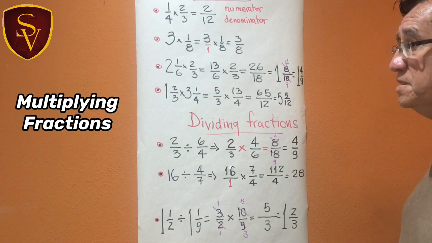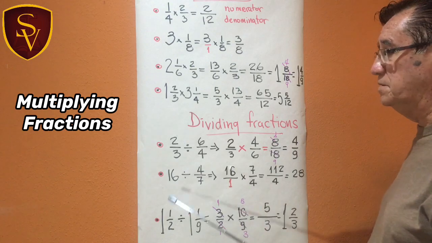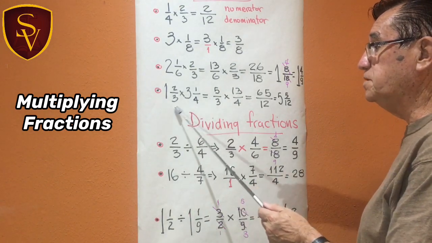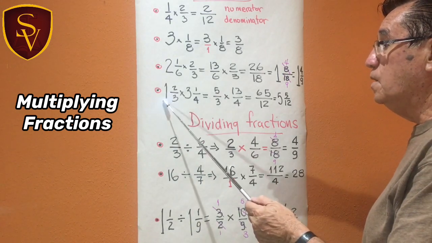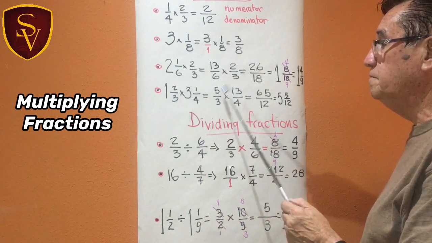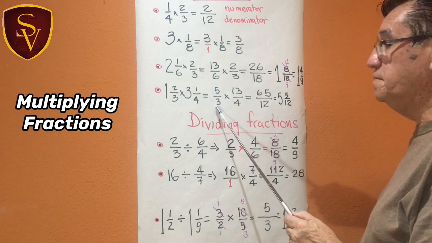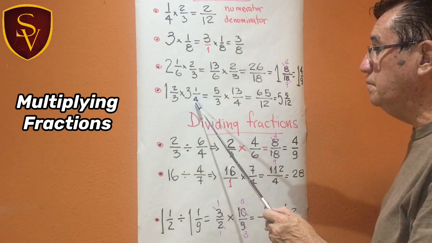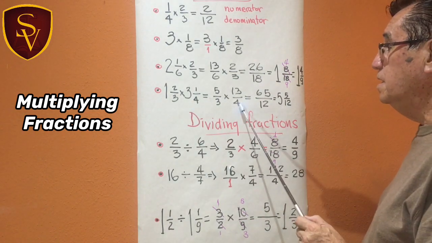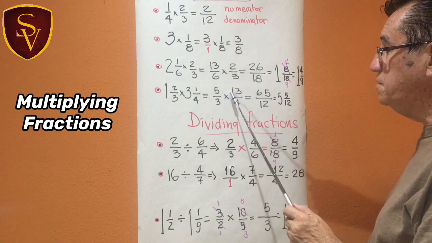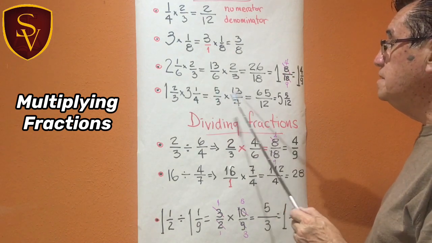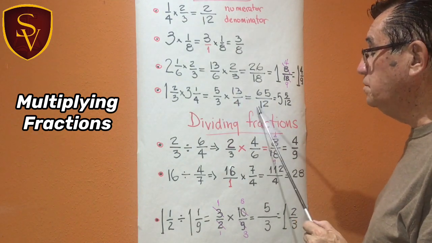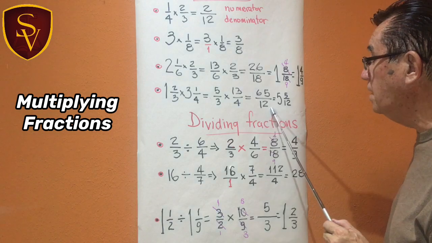What happens if we have to multiply two mixed numbers? We follow the same procedure, because we have to change this mixed number into an improper fraction, which is 1 times 3 equals 3 plus 2, 5. So it becomes 5/3. 3 and 1/4 becomes 3 times 4 is 12 plus 1, 13, and the denominator is 4. So we multiply numerators, and this will become 5 times 13, 65. 3 times 4, 12.